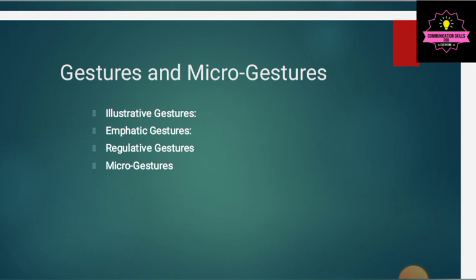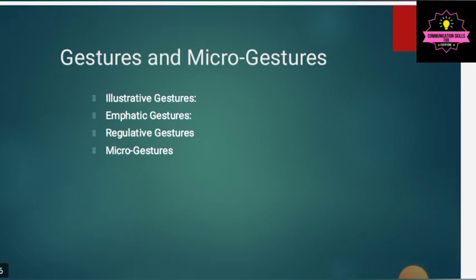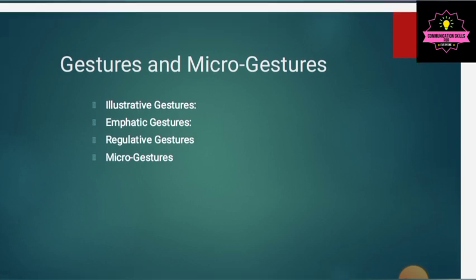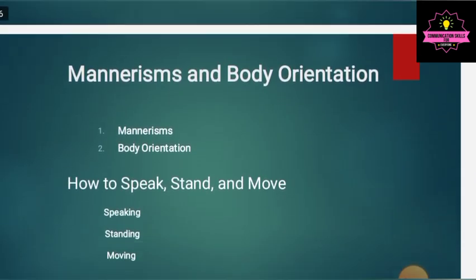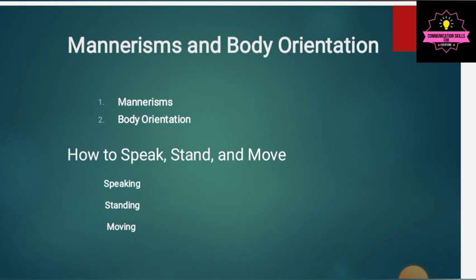And the next one, micro gestures. These are small, often subconscious movements done without any conscious effort, which can reveal true feelings or reactions, like a slight eyebrow raise indicating skepticism, or a quick lip press showing uncertainty. These are done unconsciously, so the speaker doesn't have any conscious effort in it.